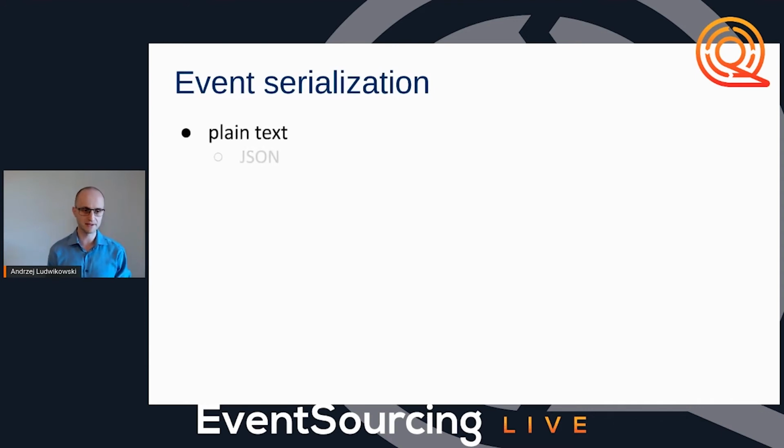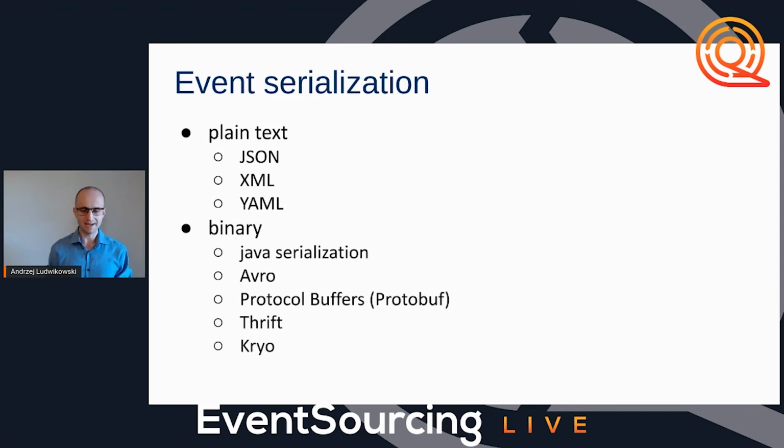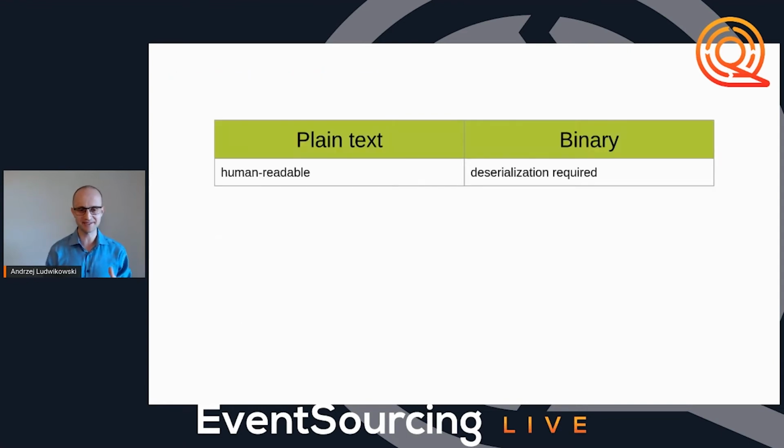Okay, so we know where we want to store events, now how to store them. There are options like plain text serialization, JSON, XML, YAML, and binary formats. I know that most of you will choose JSON anyway, but let me show you some alternatives. First, let's start with a comparison of plain text serialization and binary serialization.